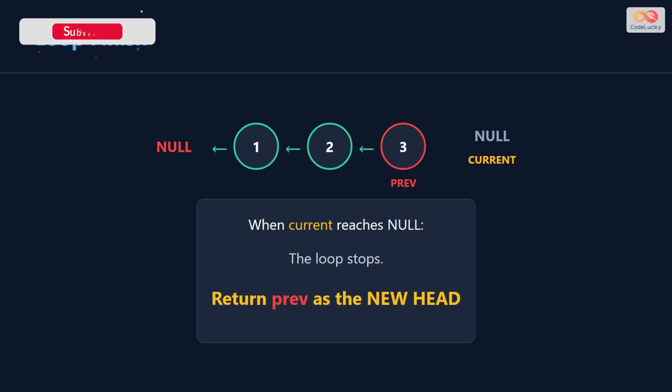We keep repeating those steps until current lands on null. This means we have processed every node. At this point, our previous pointer is sitting on the last node, which is now the new head of our reversed list. We simply return previous.